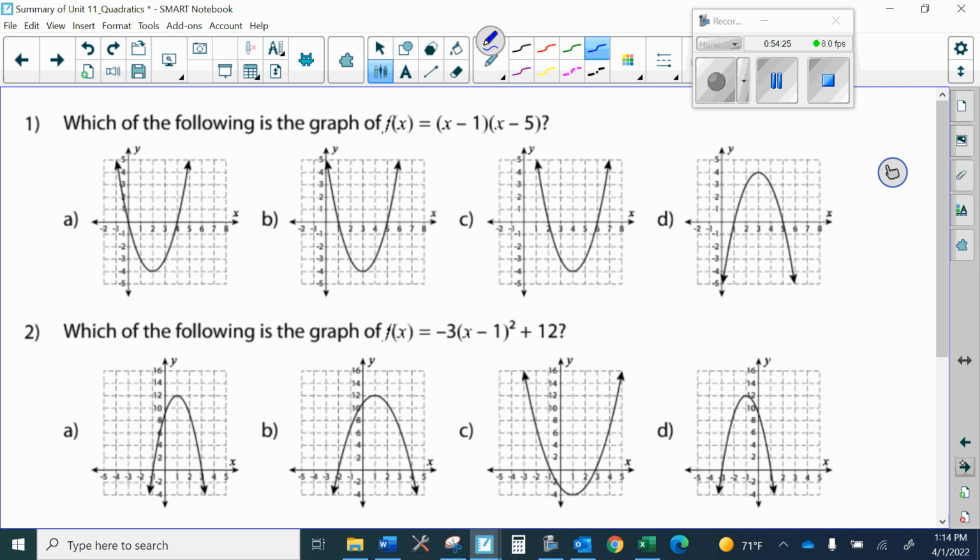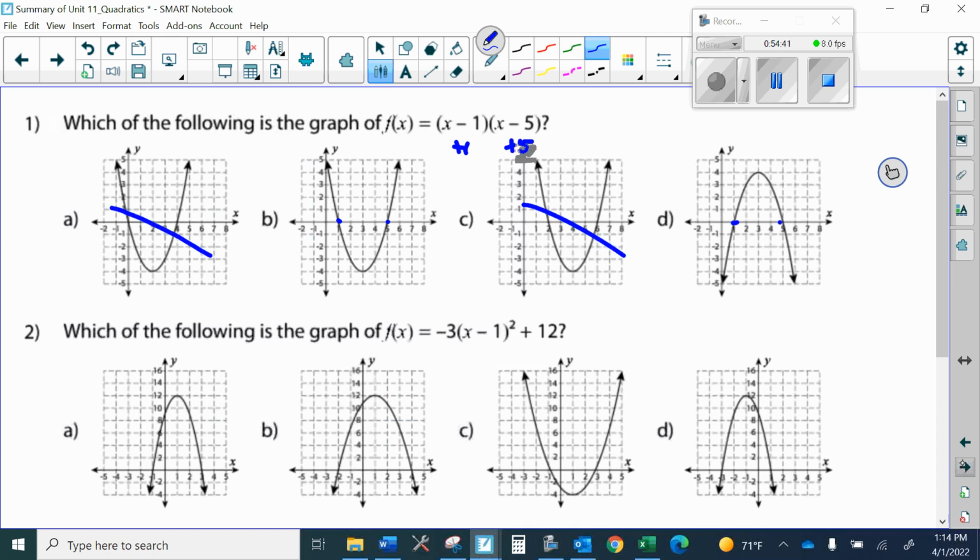Which of the following is the graph of this? So now they give it to you in factored form. I know this is plus 1, and that's plus 5. So what do I see? X-intercepts at 1 and 5. 1 and 5 right there. This one's also 1 and 5. Oh, this is not, and this is not.